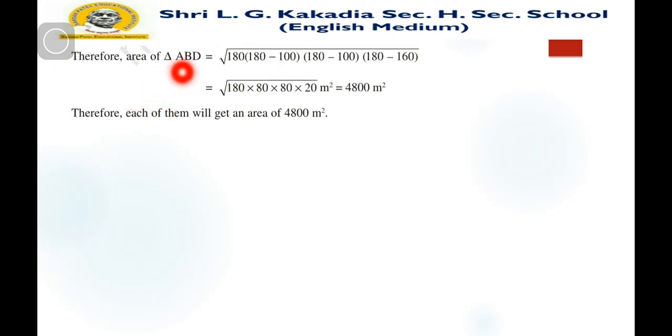Therefore, the area of triangle ABD is equal to the square root of 180 into (180 minus 100), (180 minus 100), (180 minus 160). That is the square root of 180, 80, 80 and 20, which is equal to 4800 meter square. So each of them will get an area of 4800 meter square.